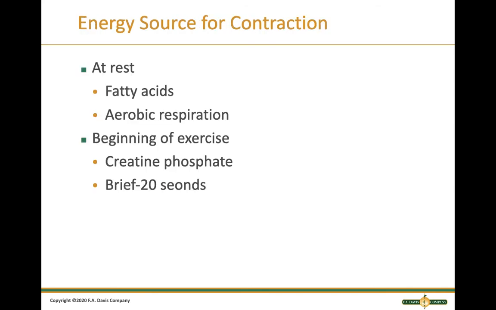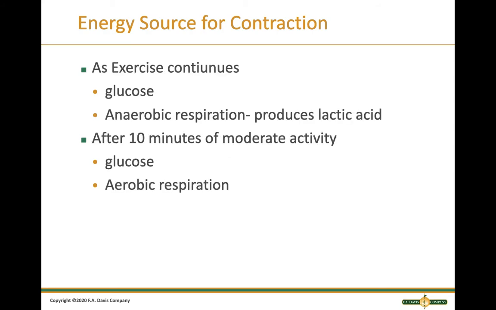Alright, we need to know how skeletal muscle gets its energy. So at rest, muscles are using fatty acids, and they're using aerobic respiration. That takes oxygen, but at rest you should have plenty of oxygen. In the beginning of exercise, you start to run out of oxygen. So the first thing you're going to use is your creatine phosphate. That helps you regenerate ATP, but we only have enough of that to last us for about 20 seconds. As exercise continues, we're going to use glucose, and we're going to switch to anaerobic respiration since we don't have enough oxygen.